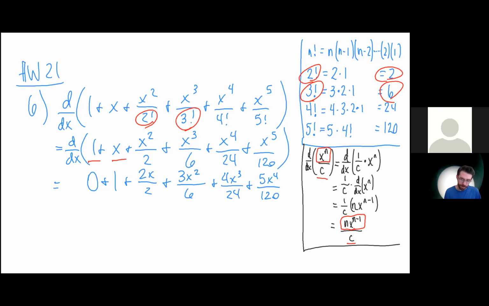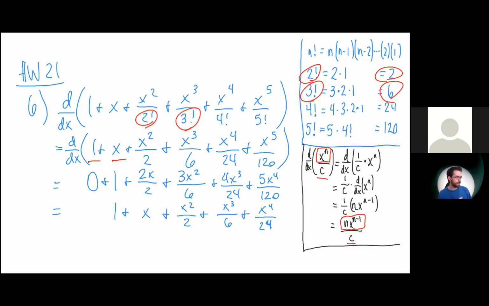I think you can plug that into WebWork and it'll accept it, but I want to simplify. So the 2's cancel in that term. 3 over 6 is the same as a half. So that's x squared over 2. 4 over 24 is 1/6. So that's x cubed over 6. And this will be x to the 4th over 24.